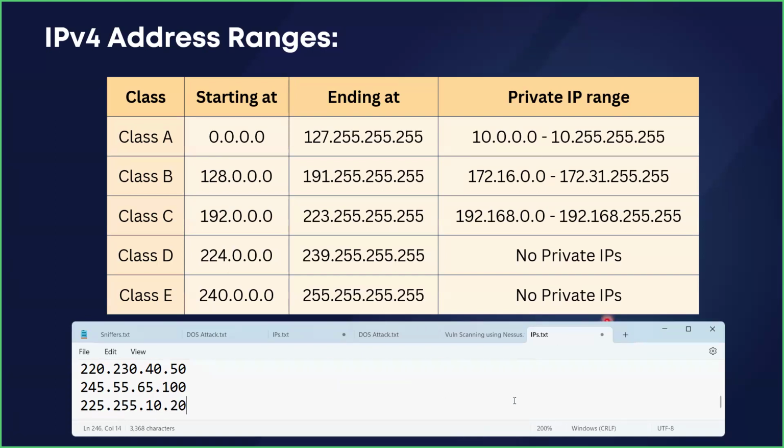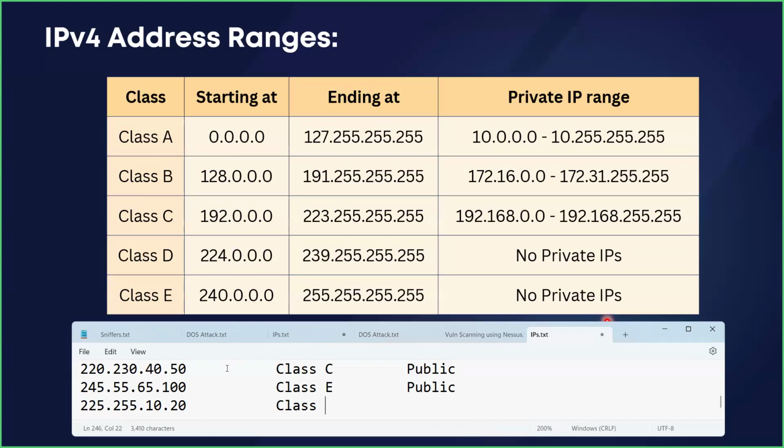Last few numbers. 220, 230, 40, 50. Class C, public. Class C and public. Correct. Next one. Class C, sir. And public or private? Public. Perfect. Next one.